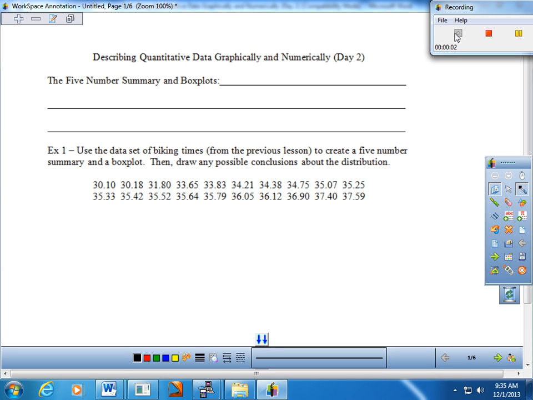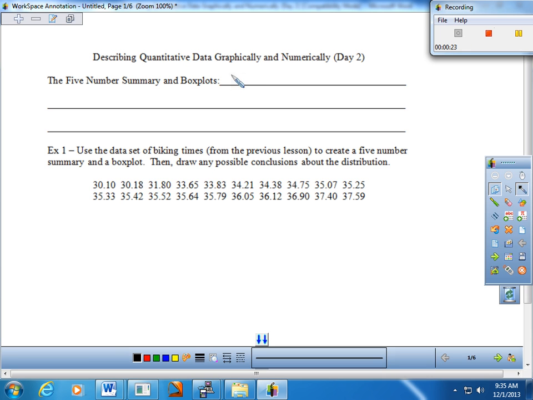Welcome. Today's notes worksheet is entitled Describing Quantitative Data Graphically and Numerically Day 2. This is obviously a continuation of the previous notes worksheet, and it gives us an opportunity to further discuss center and spread of data distributions. So let's start at the top here. It says the 5-number summary and box plots.